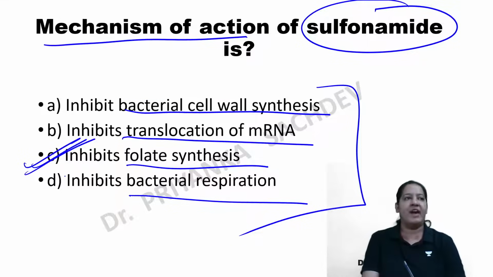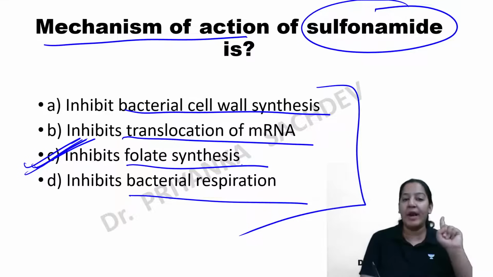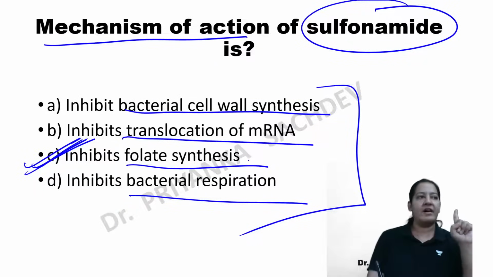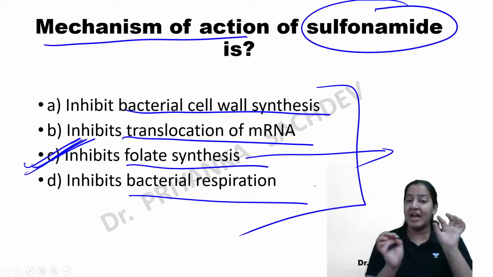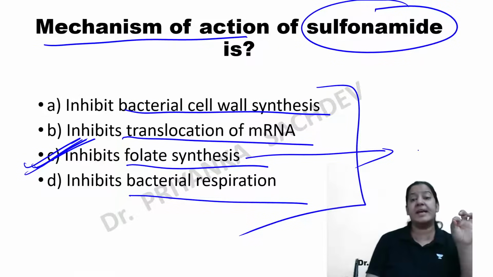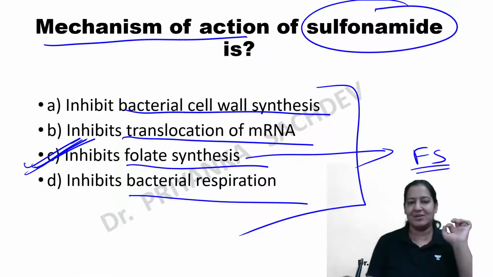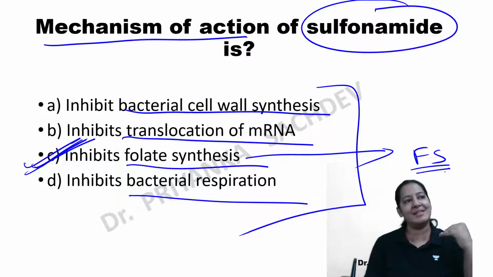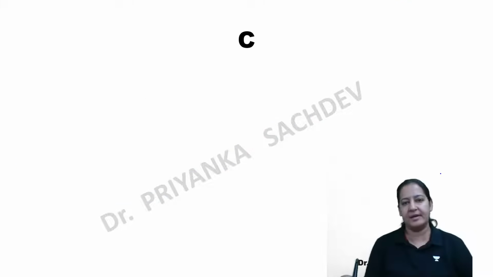I want everyone to participate. Very good, Kishore. So the correct answer here is C. It inhibits folate synthesis. And which enzyme? Farha, which enzyme? Tell me the exact enzyme. The answer is folate synthase. In the folate synthesis, the enzyme is folate synthase. Very good, Farhad. The correct answer here is C.